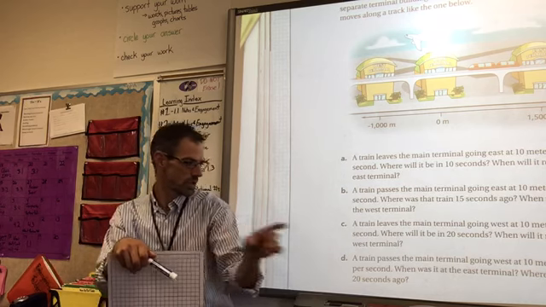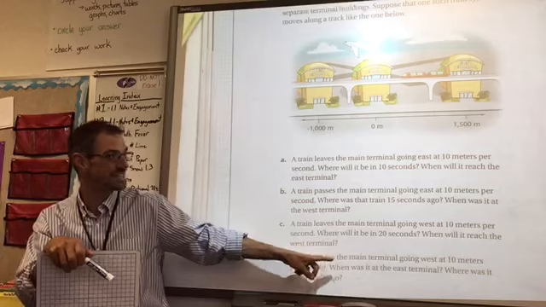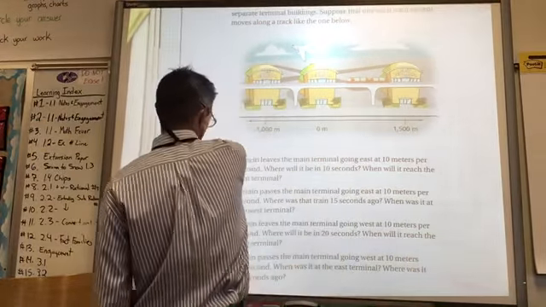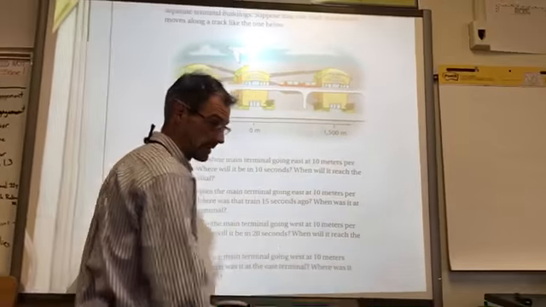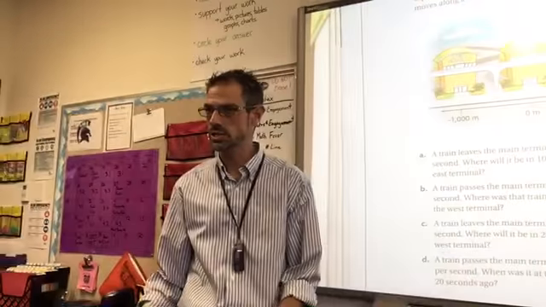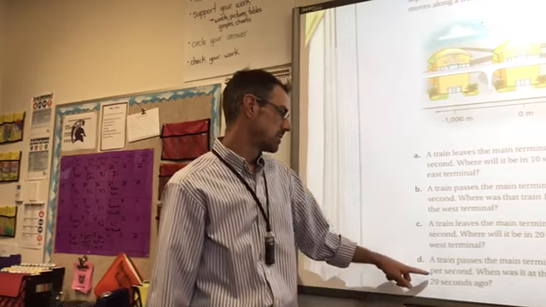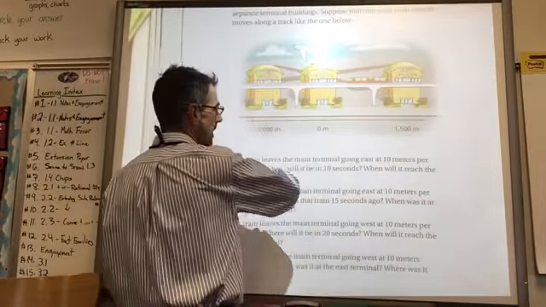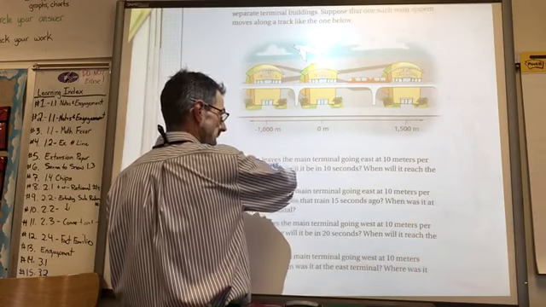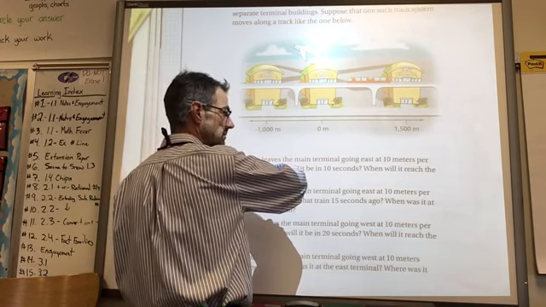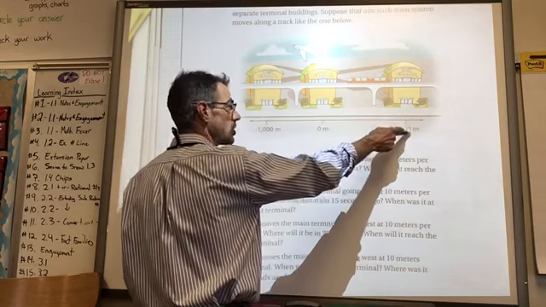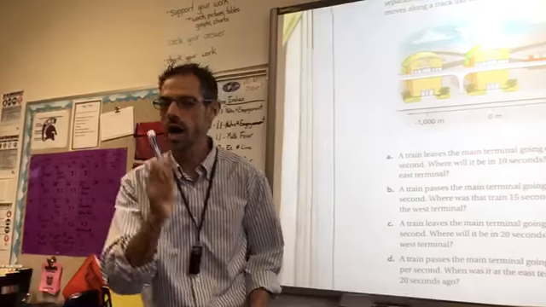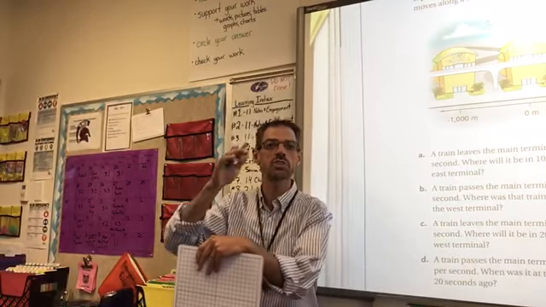Okay, so here a train passes the main terminal going west. So it's passing the terminal going this way, right? At 10 meters per second. So our rate hasn't changed. When was it at the east terminal? So if it passes here, going at 10 meters per second, when was it here? 150 seconds ago. How would we show that as a number?